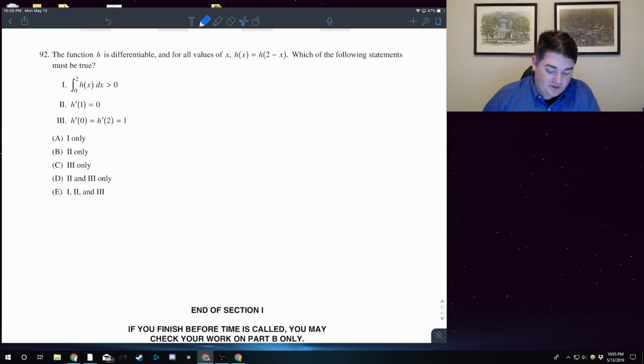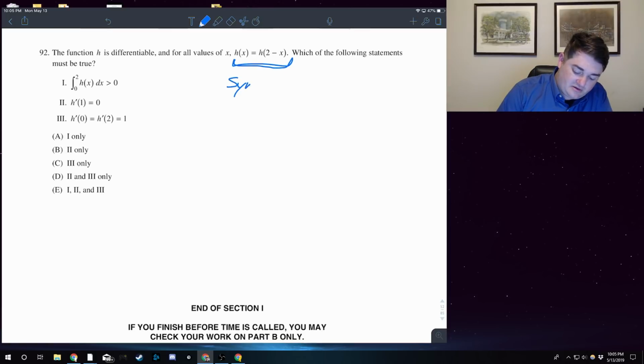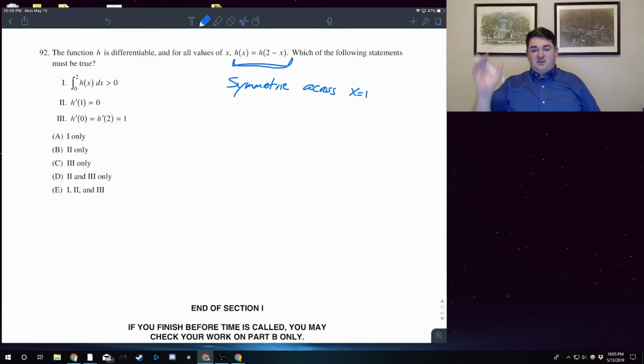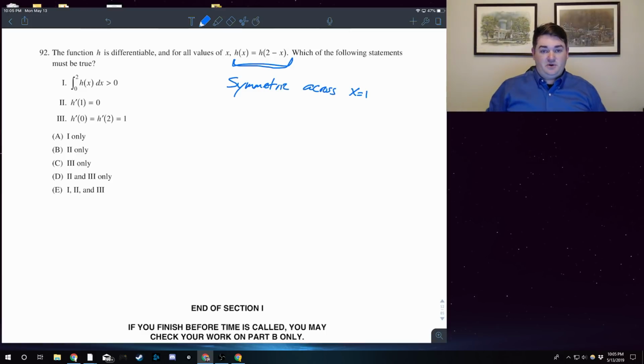Okay, last one. h is differentiable. h of x equals h of 2 minus x. This is kind of a tough problem. You have to plug in numbers to figure out what's going on, but they're basically telling you that this is symmetric across x equals 1. Because h of 0 equals h of 2. h of negative 1 equals h of 3. h of negative 2 equals h of 4, and so on. h of 1 equals h of 1. So using the fact that it's symmetric, you can figure out the right answer here.